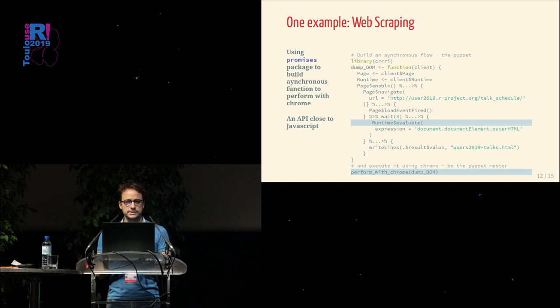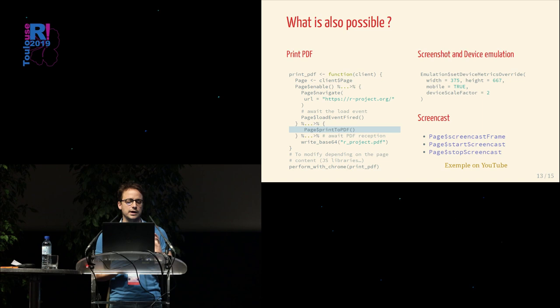Here we are using the Runtime domain to evaluate some JavaScript directly in the browser after the page is loaded. You can do everything that the DevTools protocol allows you. You can print a PDF, for example. You can take screenshots, do device simulation, even screencasts. Everything that the DevTools protocol allows is possible with crrri.